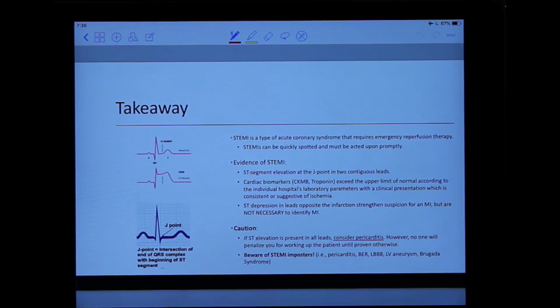ST depression in leads opposite of the infarction can also strengthen suspicion for an MI, but we'd like to stress that they are not necessary to identify an MI. And just some points of caution: if ST elevation is present in all of the leads, consider pericarditis. However, no one will penalize you for working up the patient until proven otherwise. And beware of imposters. Some things such as pericarditis, benign early repolarization, left bundle branch block, LV aneurysm, and Brugada syndrome can all appear as STEMI. So make sure to take the time and go through the 6 steps.